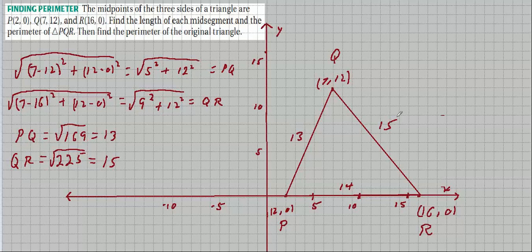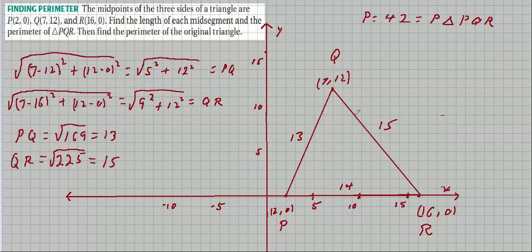So, what is our perimeter? 13 and 14 is 27. I think it'll be 42, right? Let me double check that. 42 is right, and that's the perimeter of PQR.